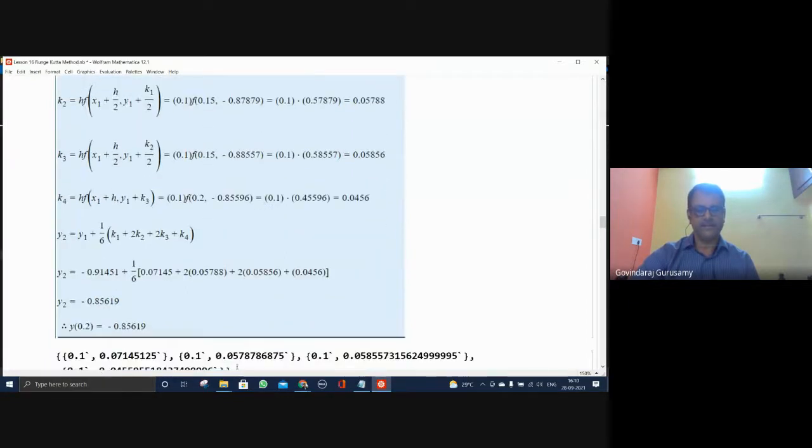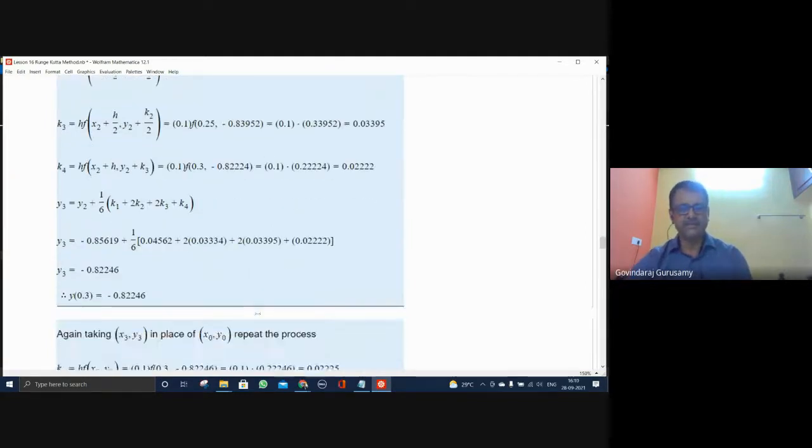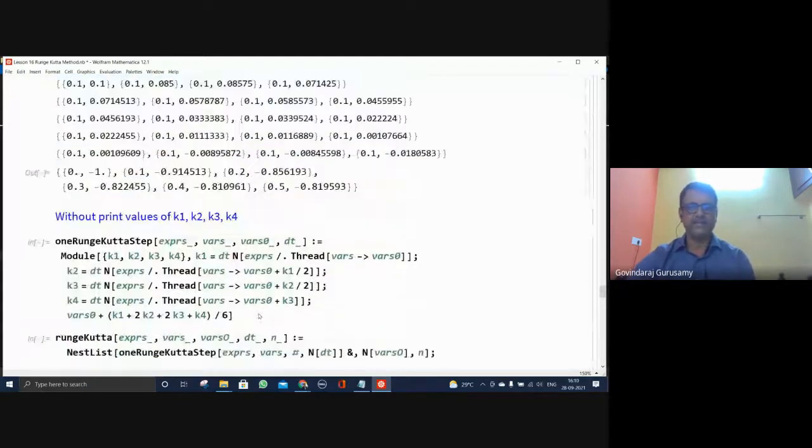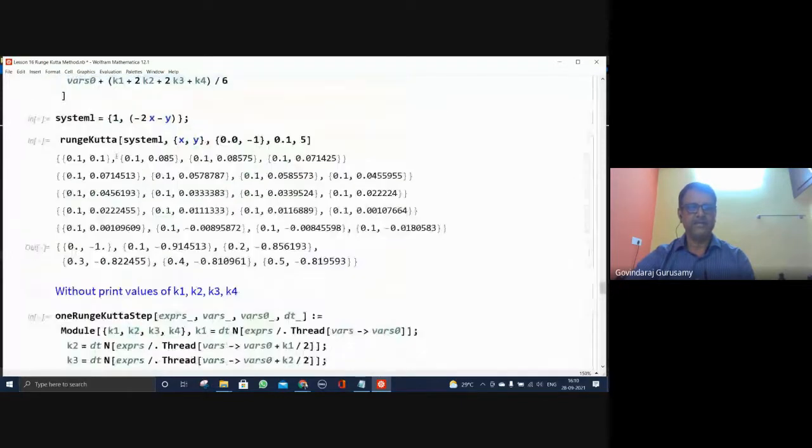0.07145, fine. 0.0587879, that's also right. 0.5856 is right. Then 0.0456, that's also right. So there must be some silly mistake that we are making. So these numbers are correct now. Whatever I have generated for 5 different points, all of them are consistent. You can see here these points have been generated and you have given the final value also. For 0, 0.1, 0.2, 0.3, 0.4, 0.5, this is consistent for this function.